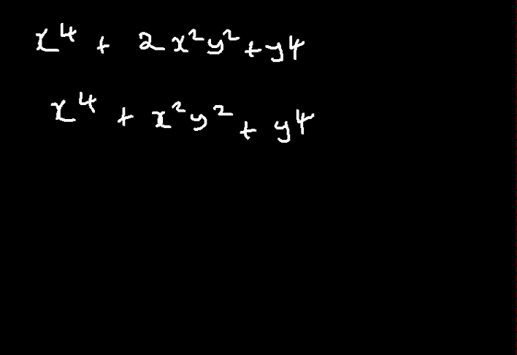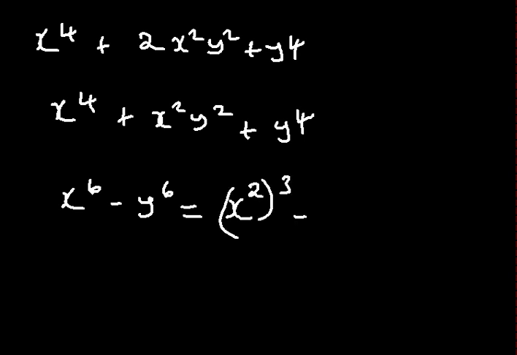And how about this one? Let's say we have x to the power 6 minus y to the power 6. So how should we factorize this? Of course, it is the same as x squared to the power 3 minus y squared to the power 3. Now we have a difference of two cubes. So we should try to work that one out in that order.